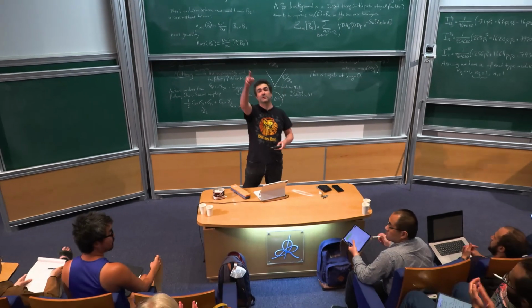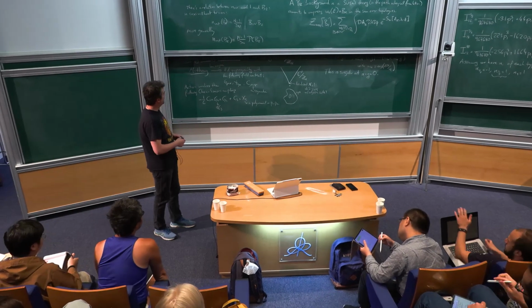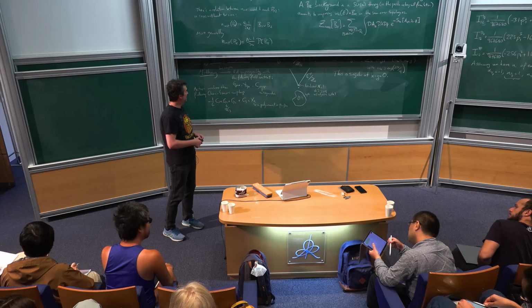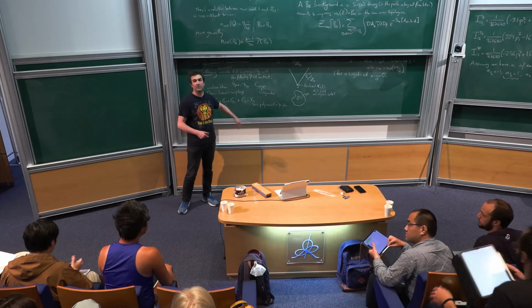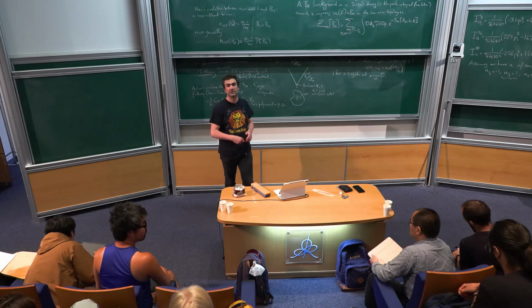Yeah, a question. X8 comes from anomaly cancellation in 11-dimensional supergravity. Yeah, this interplays with anomaly cancellation in M5 and things like that. There are many reasons it has to be there.